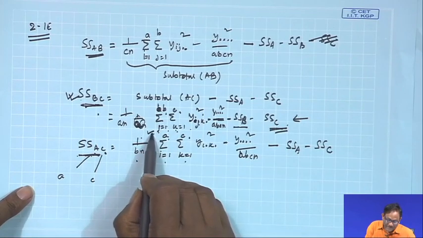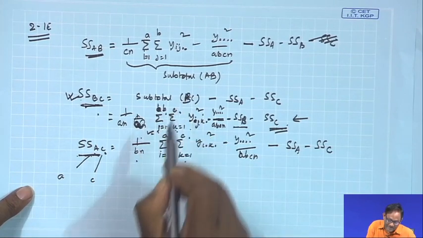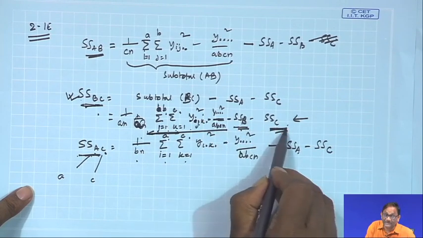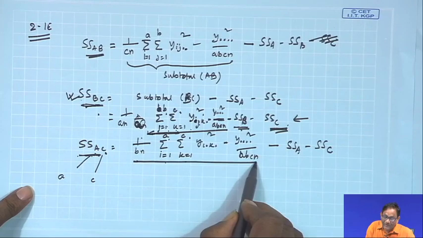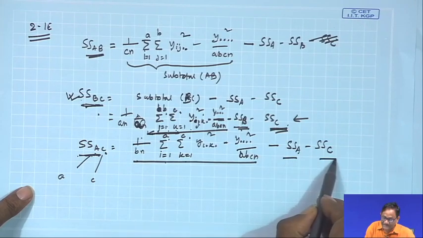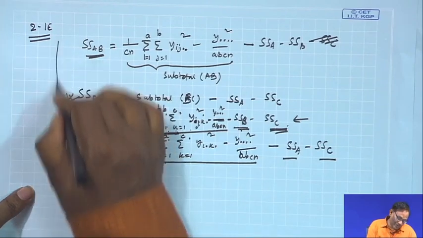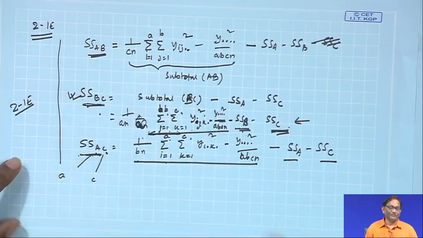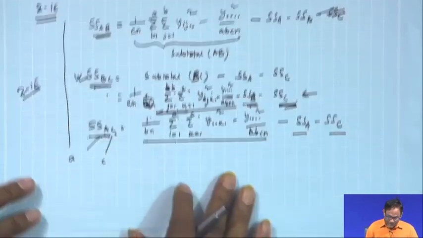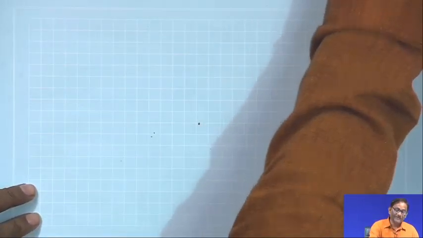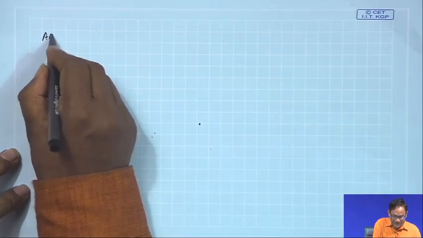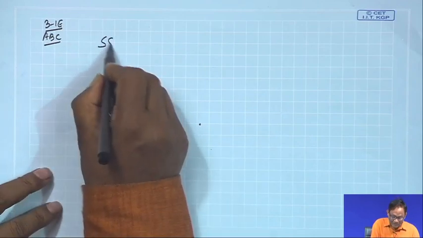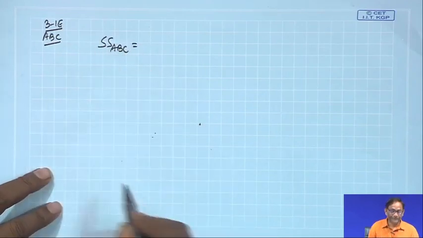So, SS subtotal BC minus SSB minus SSC, here SS subtotal AC minus SSA minus SSC. So, that means these are two way interaction sum squares computed. Then finally, there is another source, which is the three way interaction ABC. So, you have to compute SSABC.